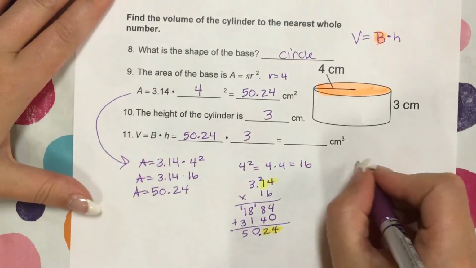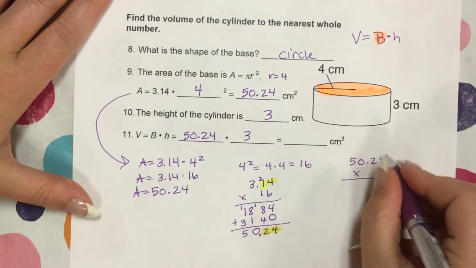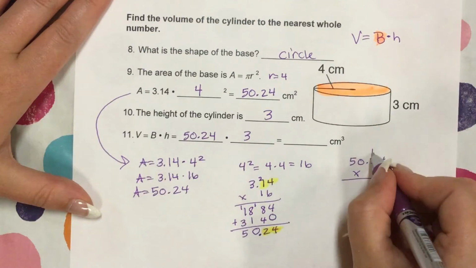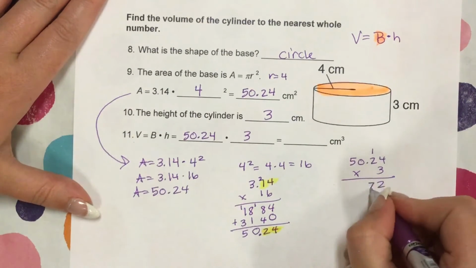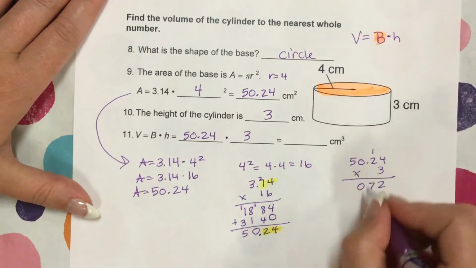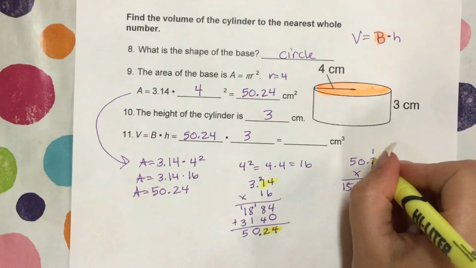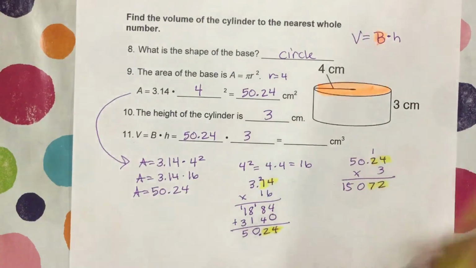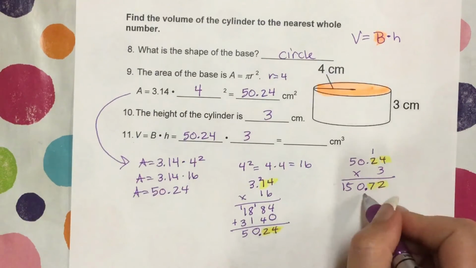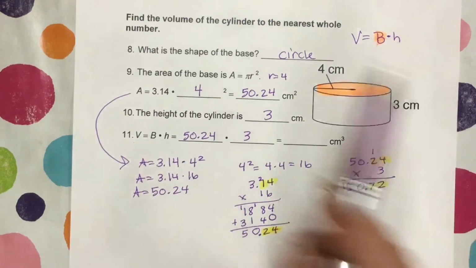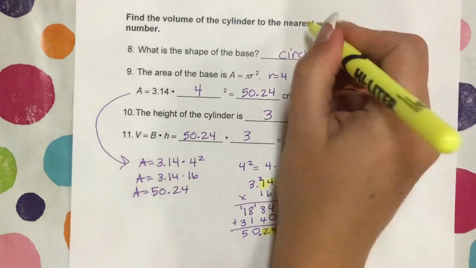And I'm just going to take that off to the side. 50.24 times 3. 4 times 3 is 12. Write the 2, carry the 1. 3 times 2 is 6, plus 1 is 7. 3 times 0 is 0. 3 times 5 is 15. Now I need to determine where to put that decimal place. There are 2 places in the problem, which means there need to be 2 in my answer. So I end up with 150.72. Now the problem states, find the volume of this cylinder to the nearest whole number.